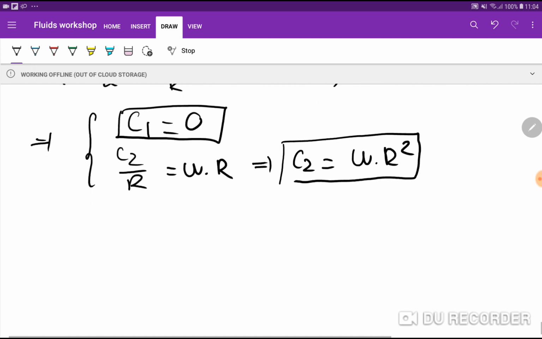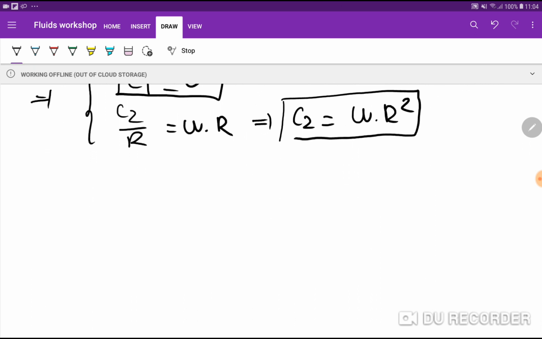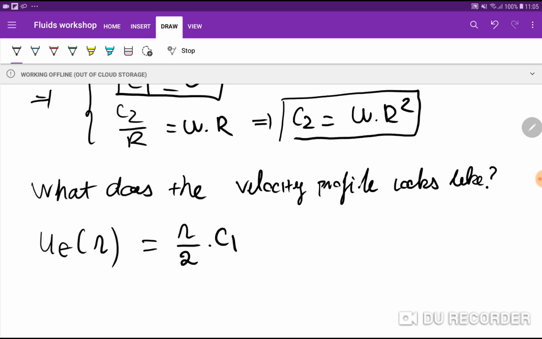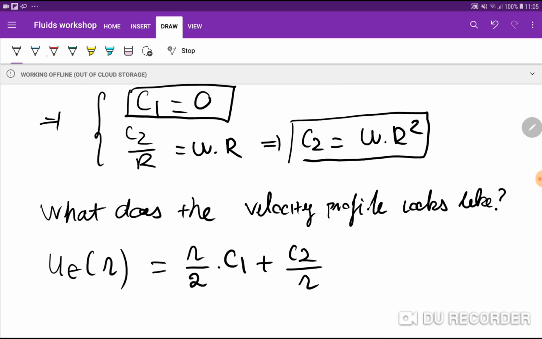And if you plug in the original function, remember, so what does the velocity profile look like? What does it look like? You recall that u theta is a function of small r. R over 2 times C1 plus C2 over small r. We already derived this expression above. Now we just find C1 and C2 right here. Right? So you're gonna plug them in here.